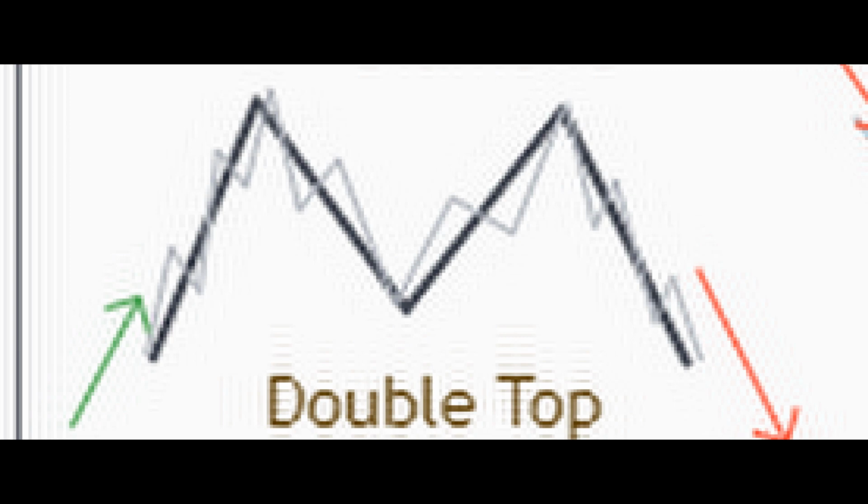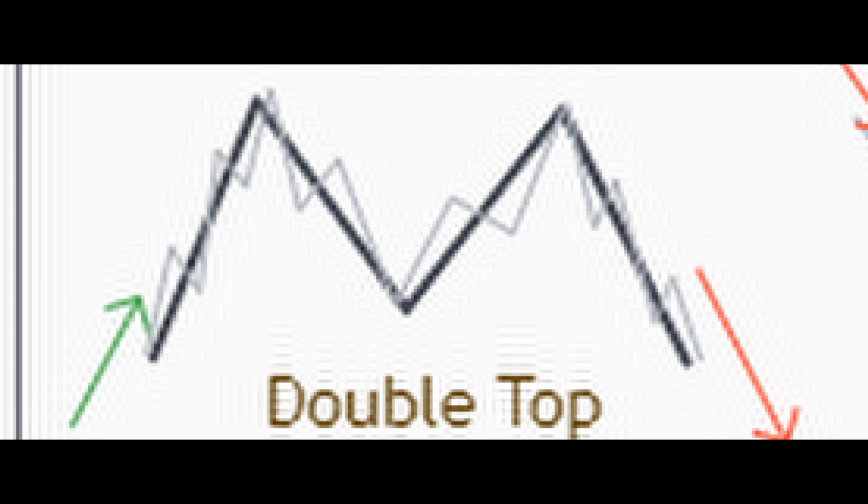We're going to traverse the valleys and hills of pattern land as we discuss the pattern of the double top. In technical analysis, a double top is a reversal pattern that typically occurs after an uptrend and signals a potential trend reversal to the downside. It is considered a bearish reversal pattern and is characterized by two peaks at approximately the same price level, separated by a trough or a pullback in between.